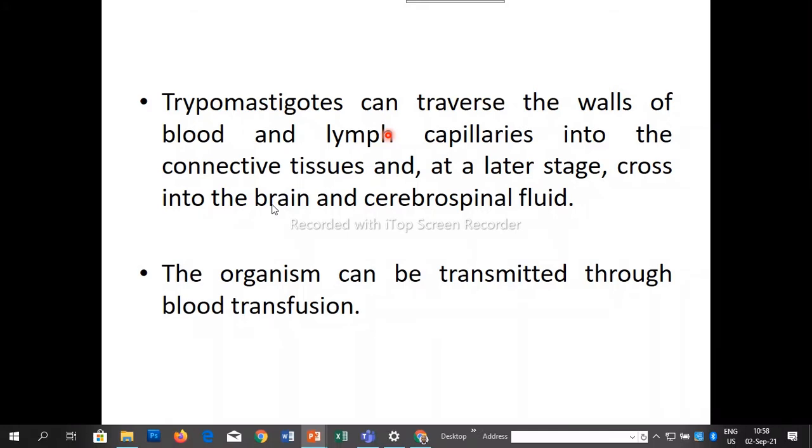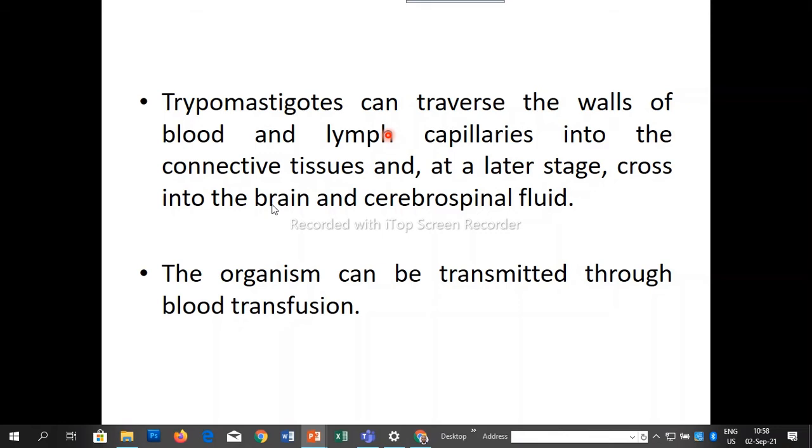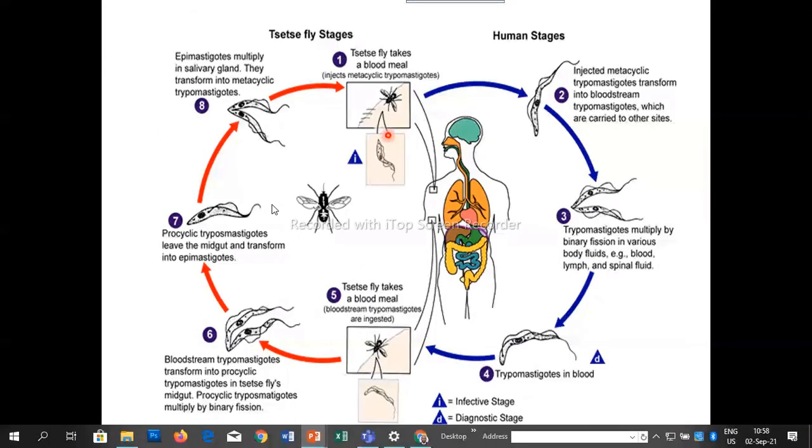So in trypanosomiasis, a trypomastigote can traverse the wall of the blood and lymph capillaries into the connective tissue, and at a later stage can cross the blood-brain barrier and reach the cerebrospinal fluid. The organism can be transmitted through blood transfusion too. And once it reaches the cerebral area, the meninges, it can start causing those signs of sleeping sickness.